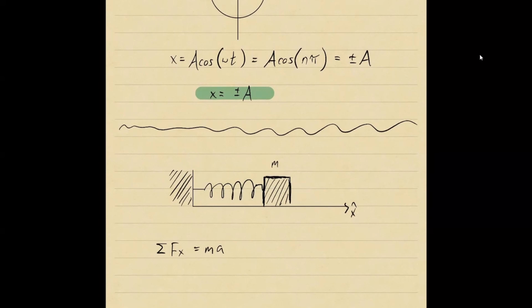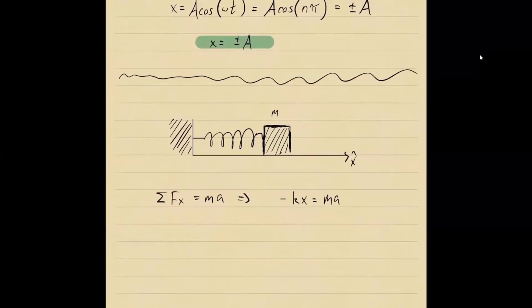But in this case, there's only one force acting on the box, and that is the spring force. So this is going to be minus kx. That's going to be equal to the mass times the acceleration of our box, right?